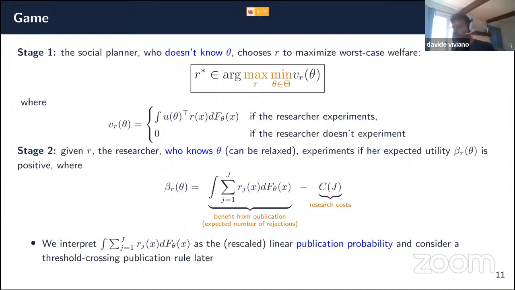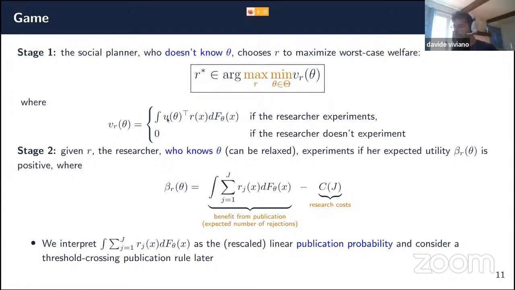So let's look at the game from a more mathematical perspective. The first stage is where the social planner, who doesn't know theta, that is, the social planner doesn't know the treatment effect that the policy will generate, will choose the testing protocol R to maximize the worst case welfare. Now, let me read the expression from right to left. Let me first start from this VR of theta. Now, what is this VR of theta? Well, this VR of theta is the utility generated by a given recommendation R for a given treatment configuration theta.